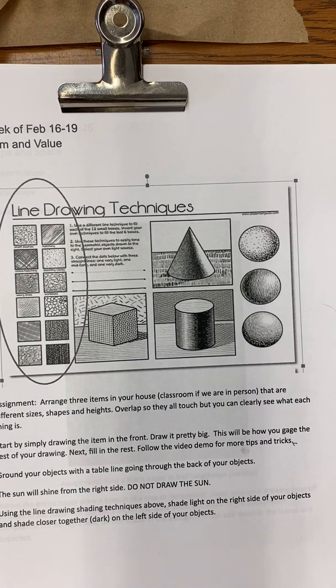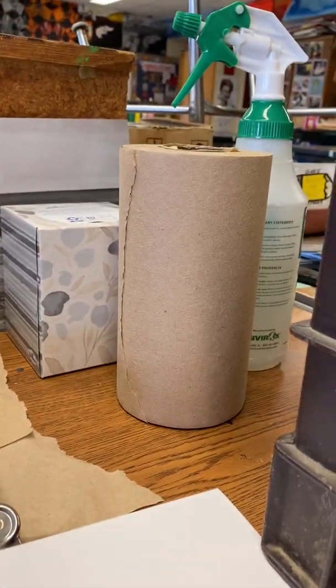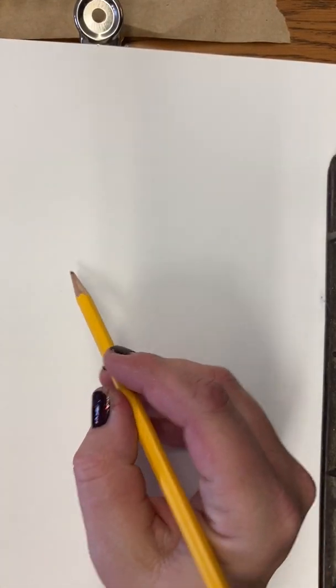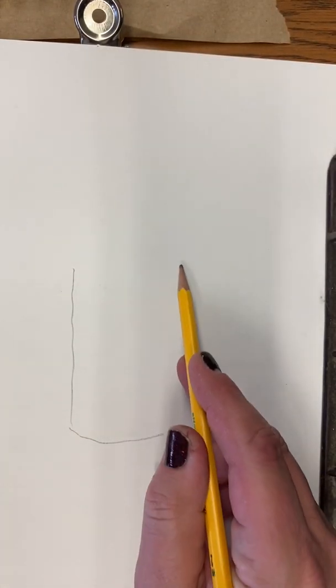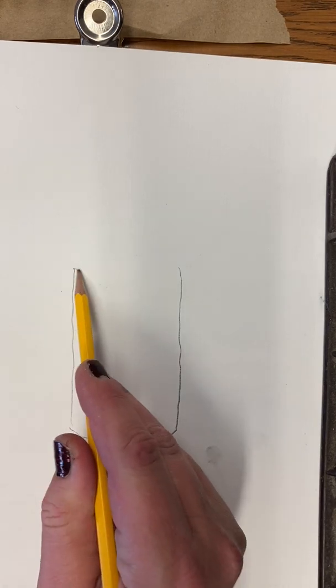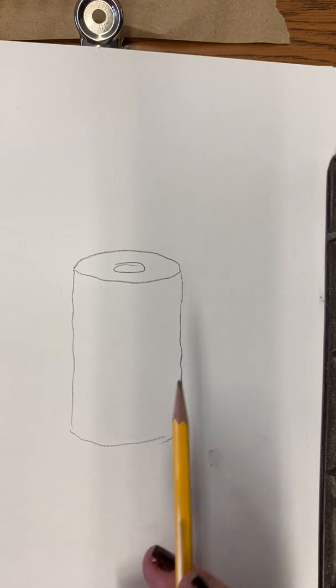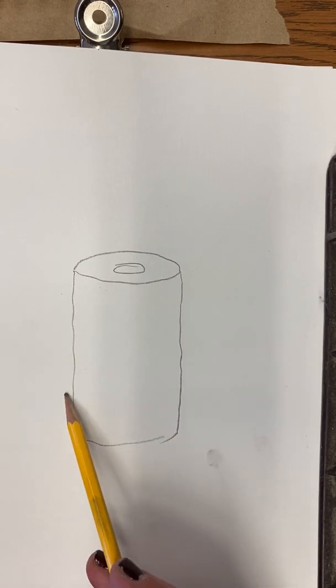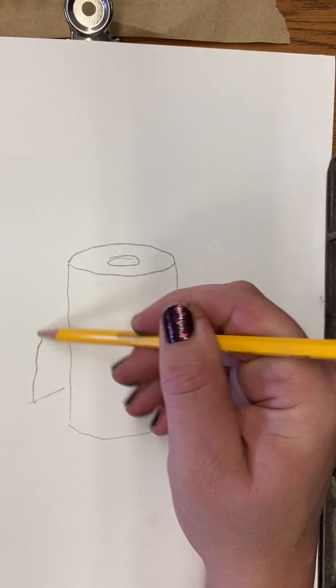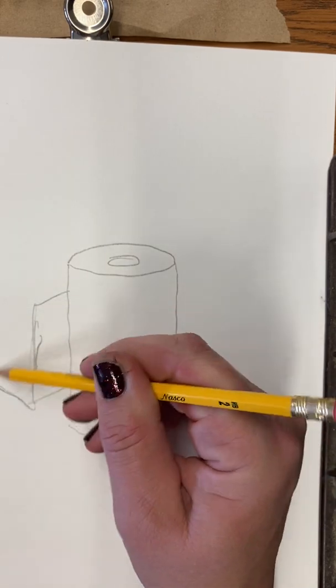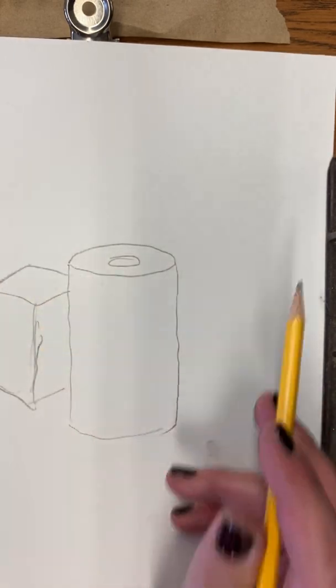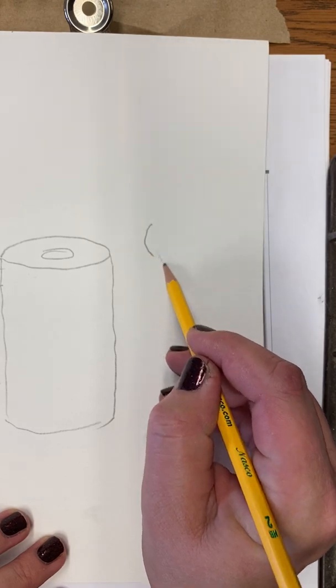So you're going to start by drawing an outline of the very front thing, which is the paper towels. And you could just draw that right in the middle of your paper. Just start with a basic outline of what you see. Then you know where to fill in everything else. So I have the box of tissues, and I have the spray bottle.